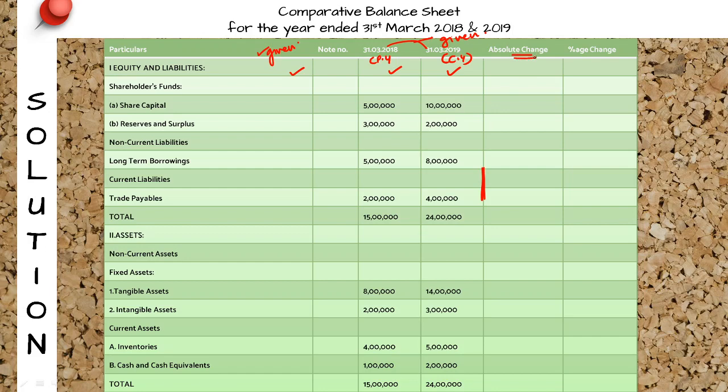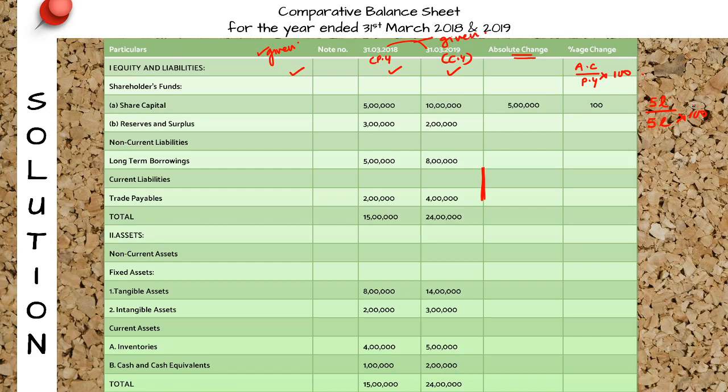Now we come to the absolute change. Again, we will see whether there is an increase or decrease. So share capital earlier was 5 lakh, now it is 10 lakh. So it is an increase, and the absolute change will be 5 lakh. Now we need to find out the percentage change. How do we find out the percentage change? Absolute change divided by previous year into 100. I'll just do it for this one, and the rest will be very easy to follow. So 5 lakh divided by the previous year balance, again 5 lakh, into 100. So the percentage change would be 100.